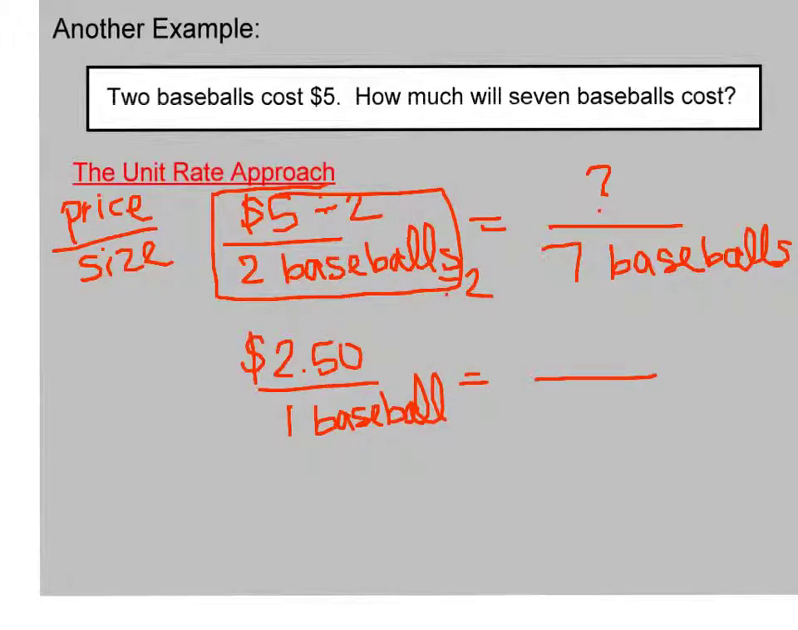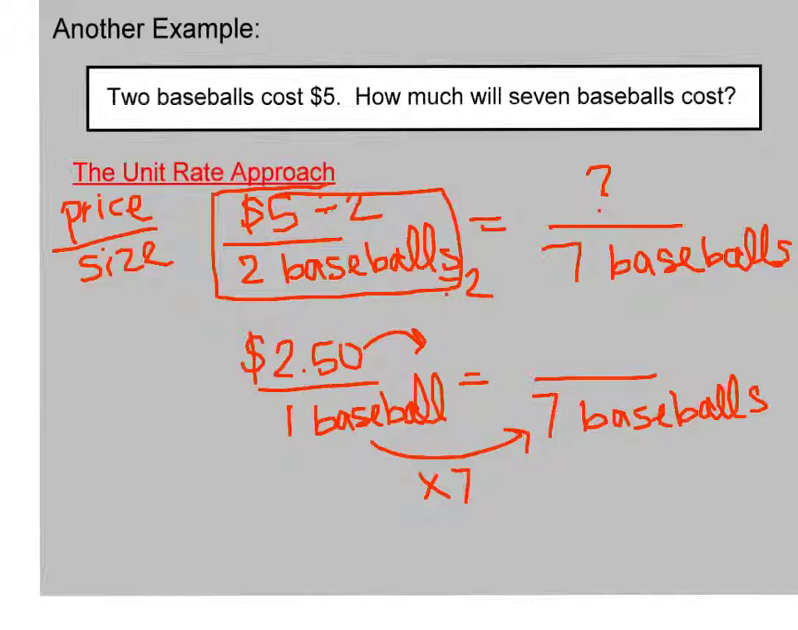Using that information, now what we can do is multiply. What do you think? 1 going across times 7 gets us to 7 baseballs. So then we would multiply 2.50 by 7, and we get that 7 baseballs would cost us $17.50.